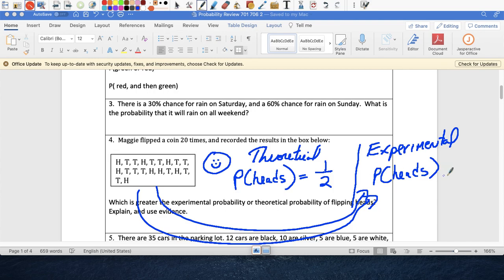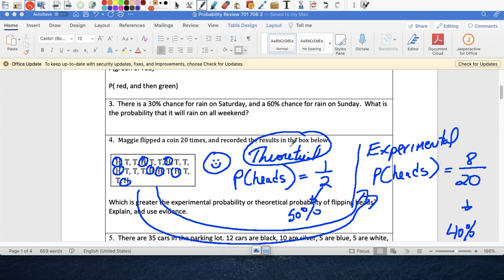So in the experiment, how many times do we flip the coin? We flip the coin 20 times. How many heads did we have? 1, 2, 3, 4, 5, 6, 7, 8. 8 out of 20. Now, let's change that to percent, because the question is which one was greater, the experimental or the probability. So if you change that to percent, it's going to give 40%. And if you change this to percent, it's 50%. So which one was greater? The theoretical was greater. Okay.